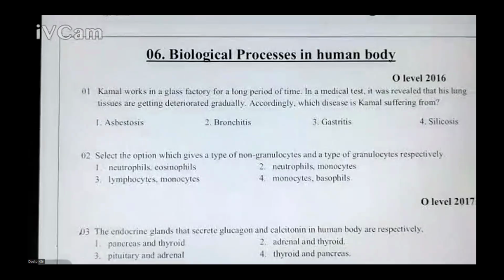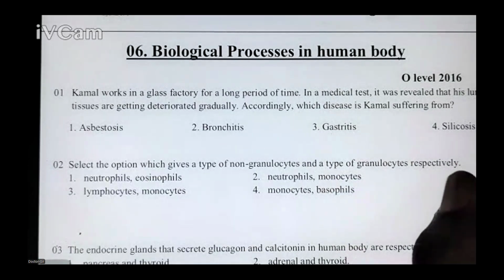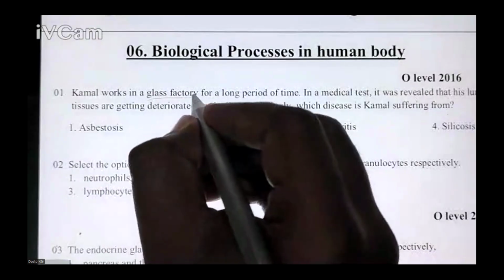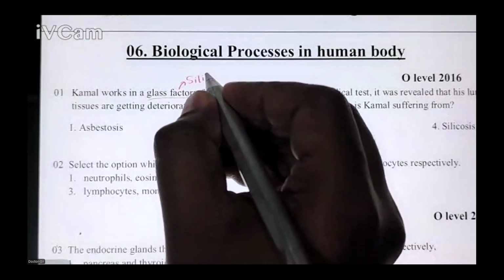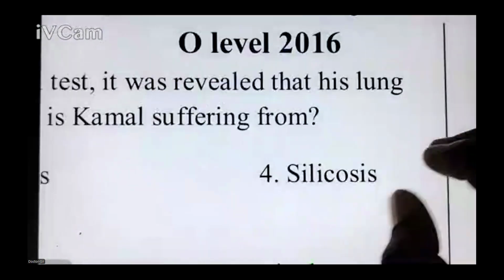Number 6: Kamal worked in a glass factory for a long period of time. In a medical test, his lung tissues were found to be gradually deteriorating. According to the disease, what is Kamal suffering from? Now he is working in the glass factory, where mainly silicon is used. They are using silicon, so what will happen day by day?